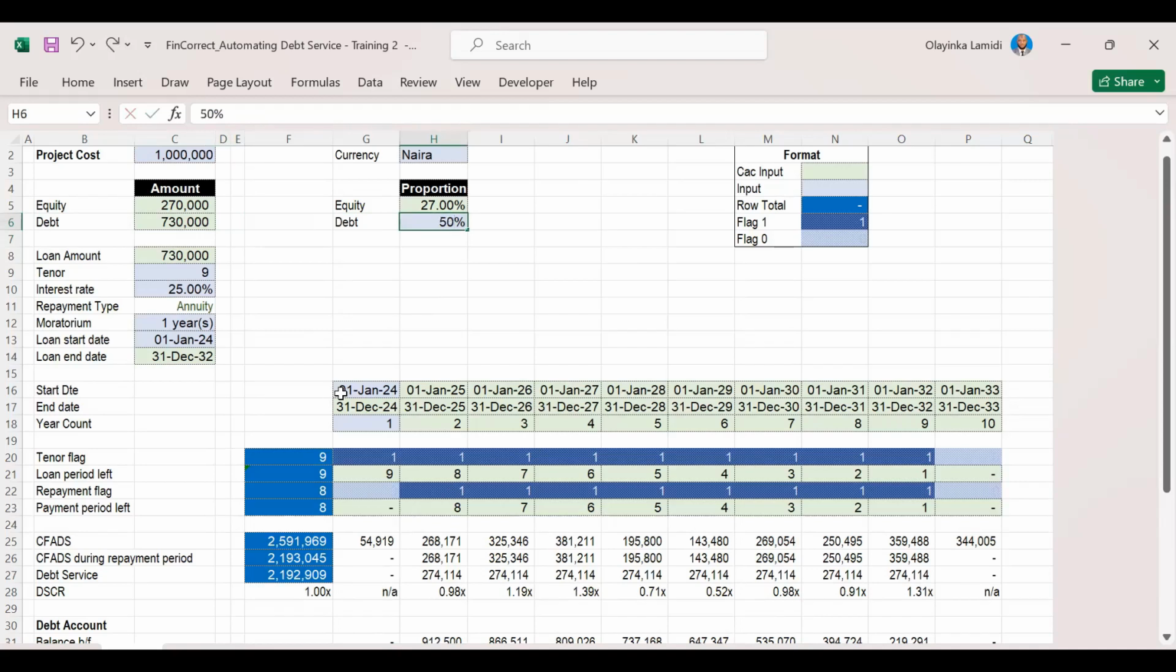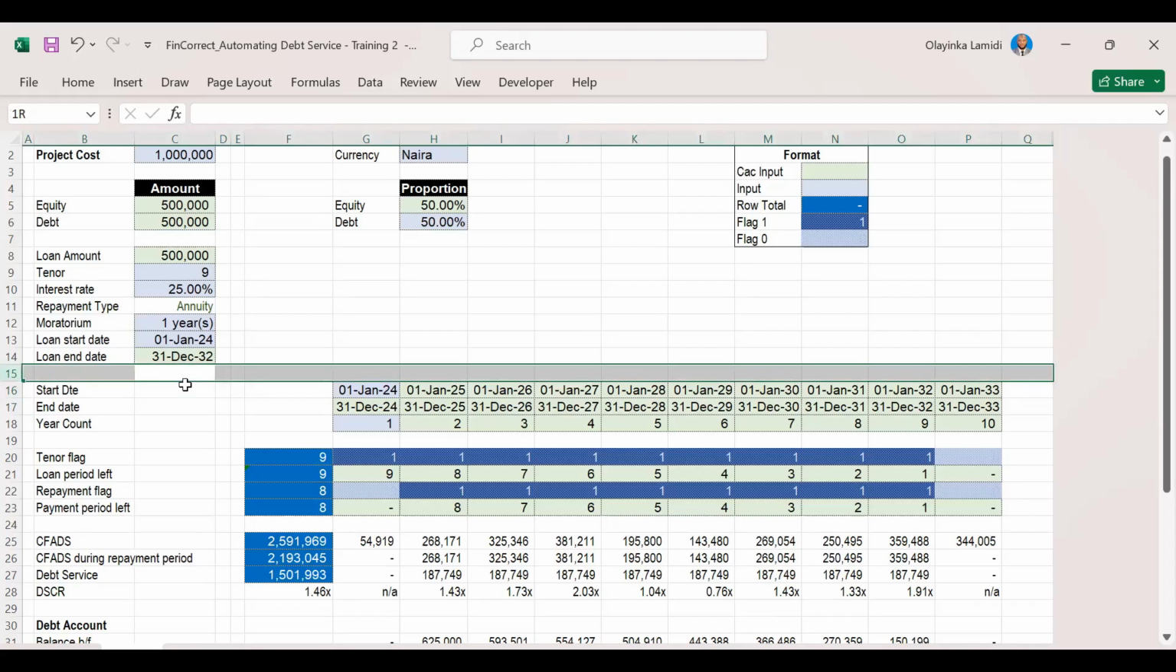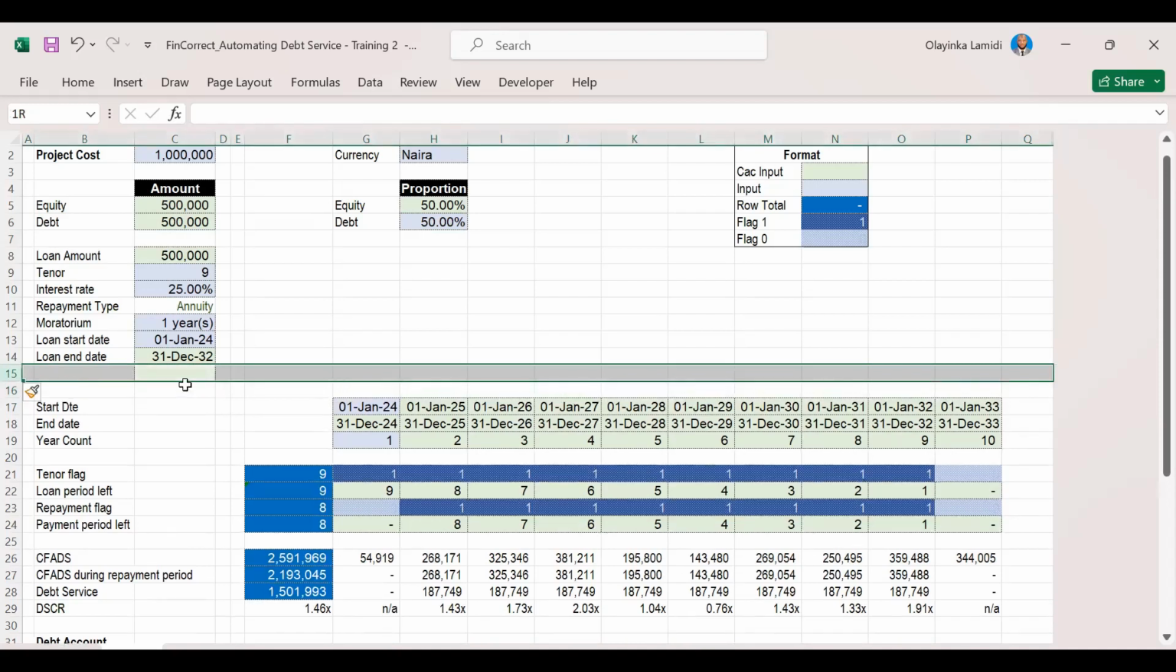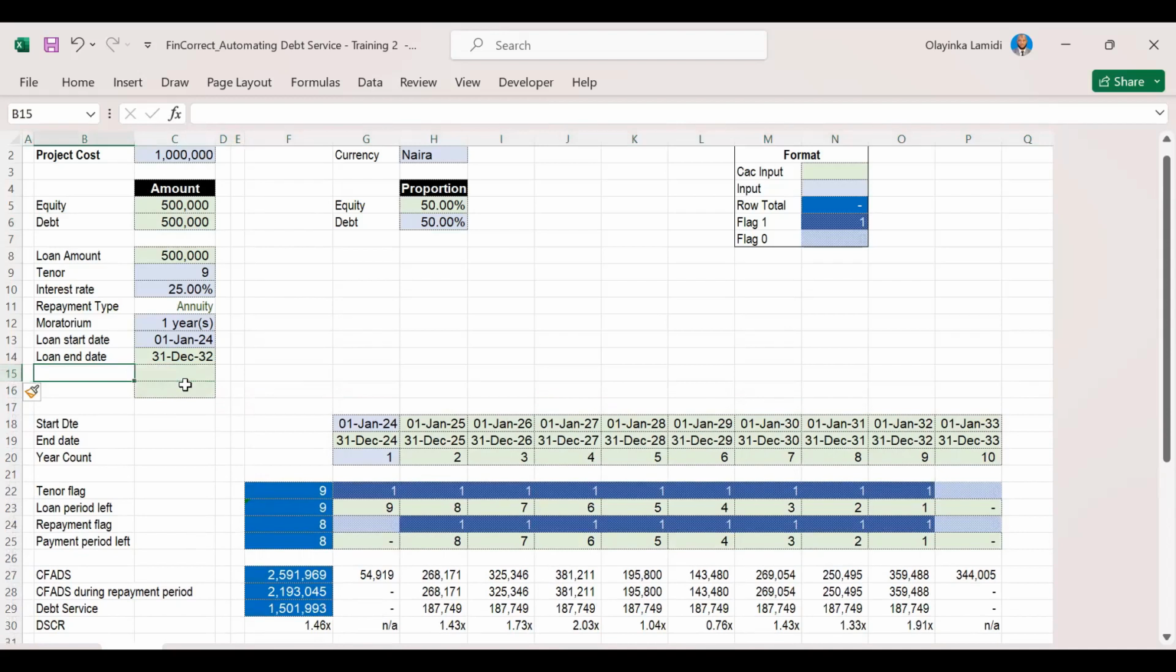Let me change this to 50%. There's a way I can actually do that. And for me to be able to do that, let me create a row right below this loan end date. So highlight everything, shift and space bar to highlight everything, then Control plus shift and equal to on your keyboard. So create more rows.